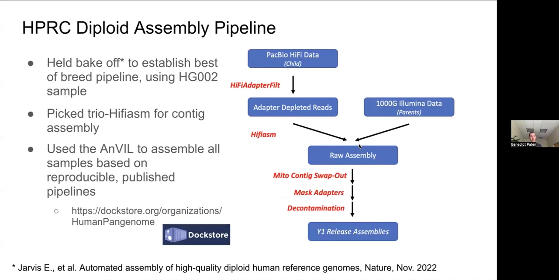For the pipeline that we used in the initial draft, we held a bake-off. You can see the details were published in this nice paper. We held this bake-off where we got a sort of best of breed of different assembly methods. And after, long story short, we ended up picking, at the time, Trio Hifiasm, which essentially uses those PacBio HiFi reads plus Illumina data from the parents, which is used for phasing information, to derive the assemblies. There's a number of other things we did in terms of contamination and so forth, right? But we defined that pipeline and we containerized that pipeline, made it reproducible, deposited it in Dockstore, of course, and we applied it using the NHGRI's AnVIL platform. We applied it to all of our samples. And actually lots of other people now have taken that pipeline and have been applying it themselves, essentially reproducing what we did, which is great.